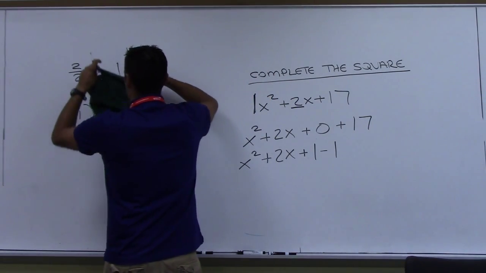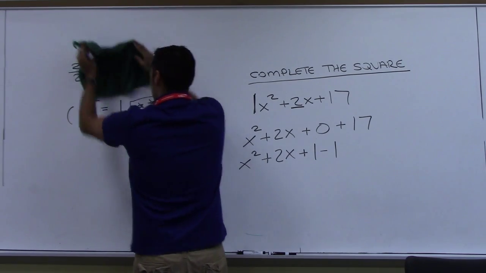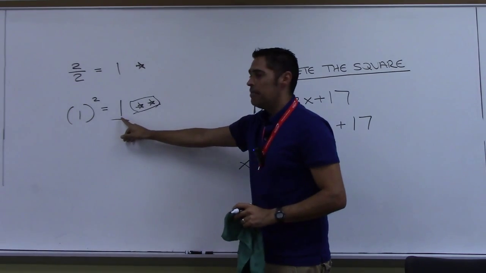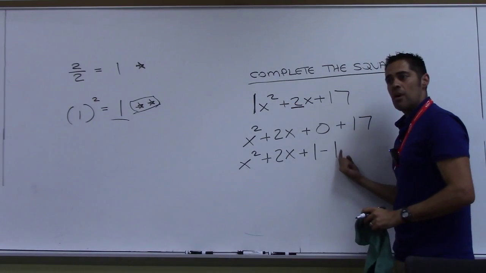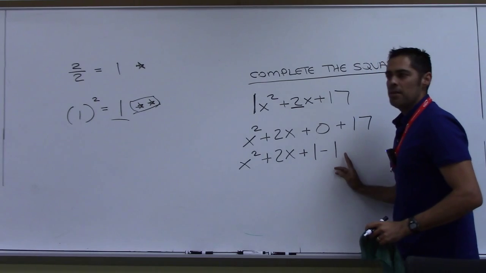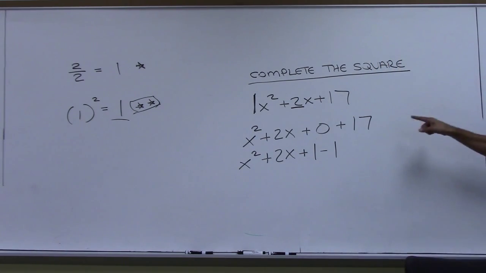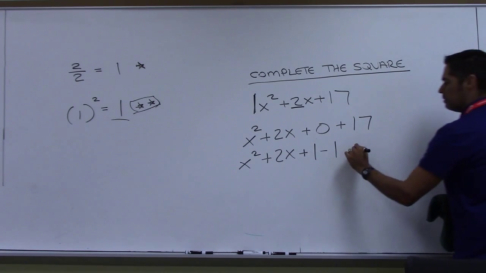Act like this one's not here. I'm working with the second number only, and I'm trying to make a 0 out of this. The only way to make a 0 is to add it and subtract it. So if this had been a 2, I would add 2 minus 2. You with me? But what's still there? Plus 17.